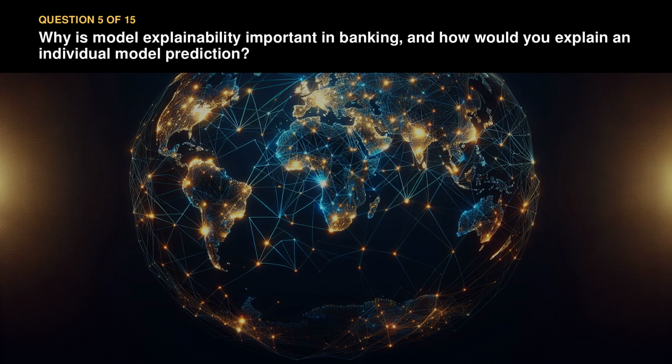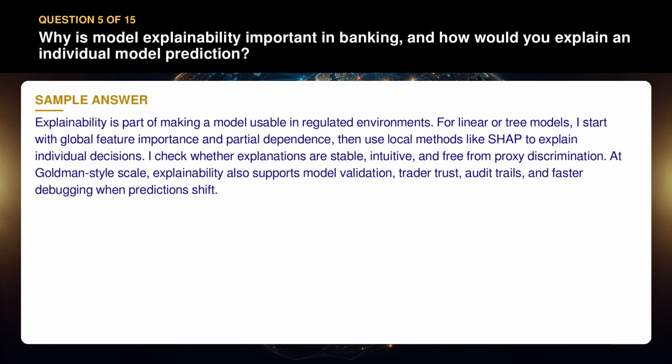Question 5. Why is model explainability important in banking? And how would you explain an individual model prediction? Explainability is part of making a model usable in regulated environments. For linear or tree models, I start with global feature importance and partial dependence, then use local methods like SHAP to explain individual decisions. I check whether explanations are stable, intuitive, and free from proxy discrimination.